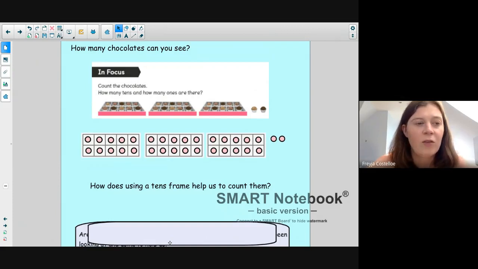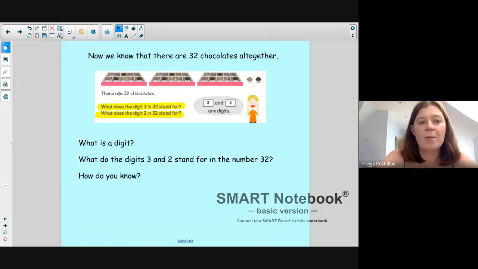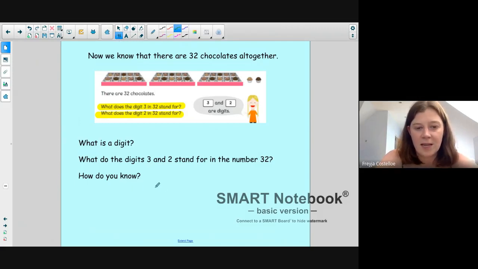How do the tens frames help us to count? What is it about the tens frames that help us to count? They make things nice and clear for us, don't they? When we see a full tens frame, we know straight away that that means there is 10 there. So we don't even have to think about it. So now we know that there are 32 chocolates all together. Okay, and we've got the number 32 here, and I'm going to write it out nice and big for us to see. 32.